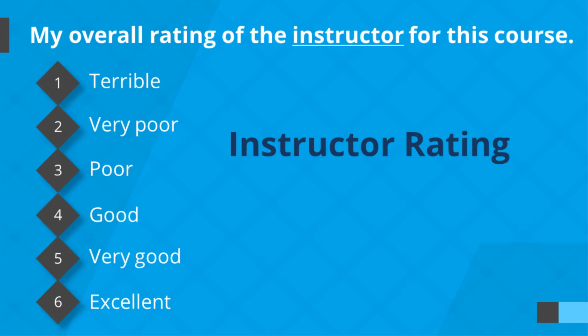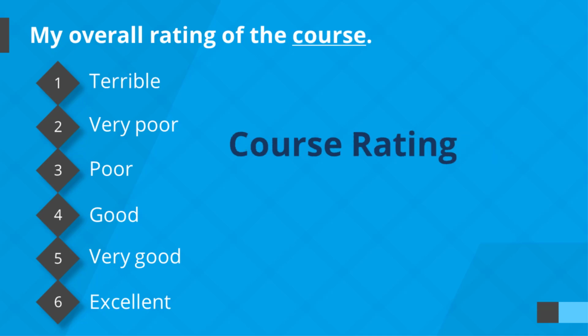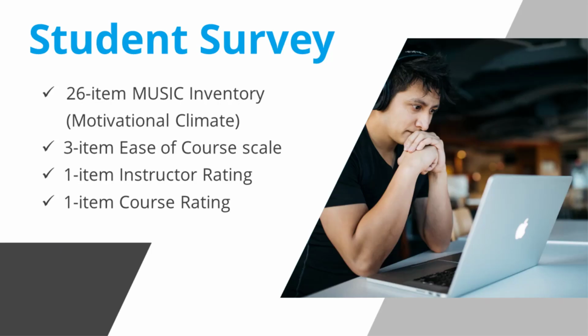Instructor rating was assessed with this item that read, "My overall rating of the instructor for this course," and then students rated it on a 6-point scale from terrible to excellent. Similarly, they rated course rating on the item, "My overall rating of the course," and used the same 6-point Likert scale. So to summarize, students completed these 31 items on an online survey related to the course they were taking.